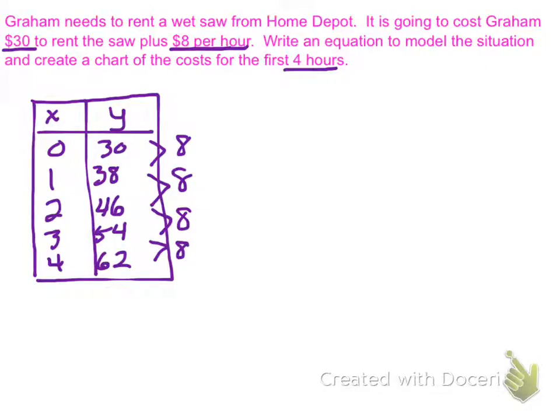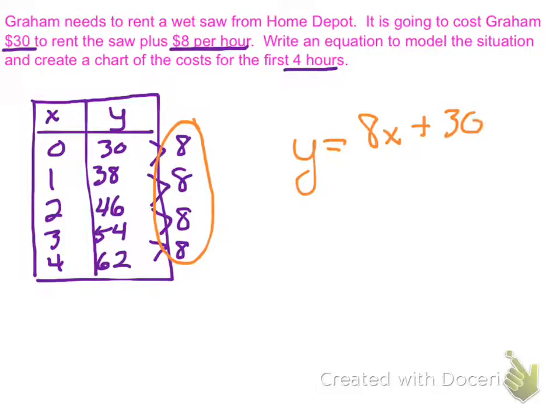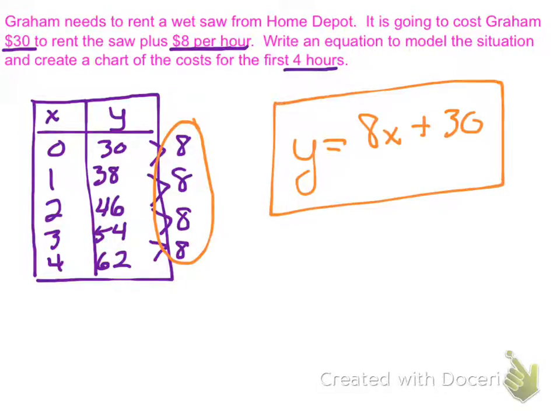So again, if I was trying to write an equation for this, I've made my table. So now if I want to write my equation, it would just be y equals, this number keeps coming up, so that's 8x, because it's $8 per hour, plus it's going to cost Graham $30 just initially to rent the wet saw. So my equation, y equals 8x plus 30. And you'll notice the two main numbers in the problem are a part of our equation.